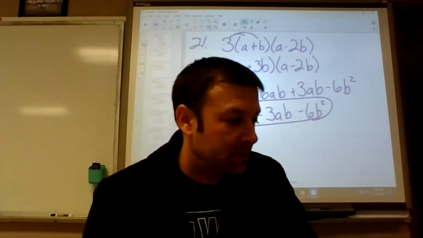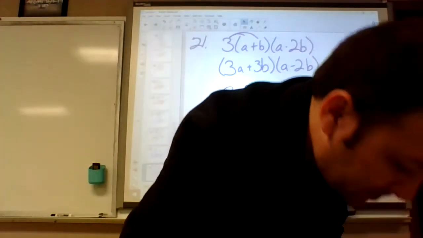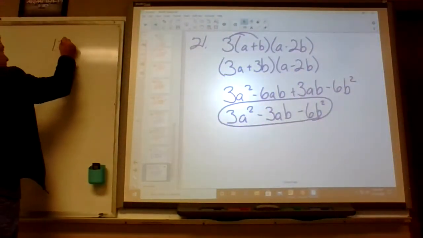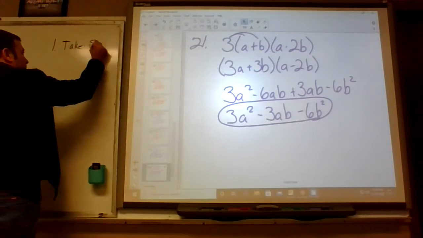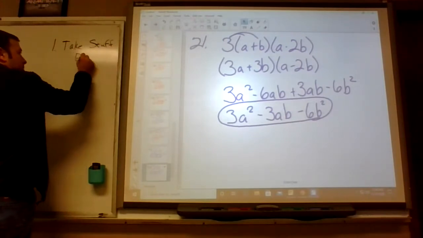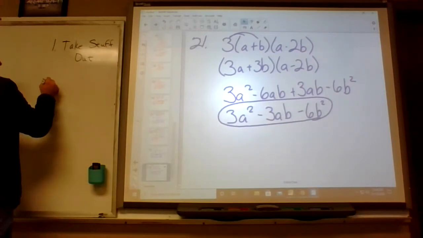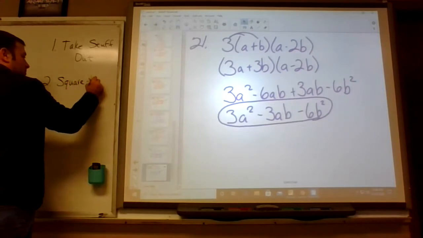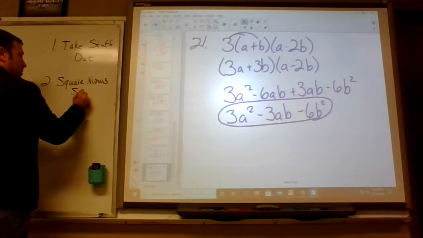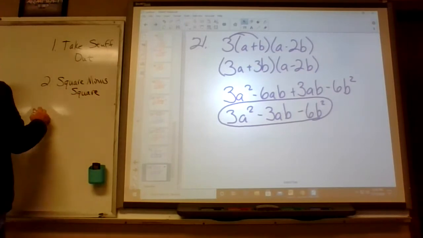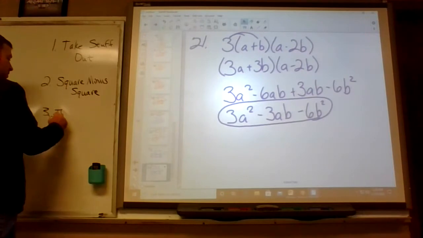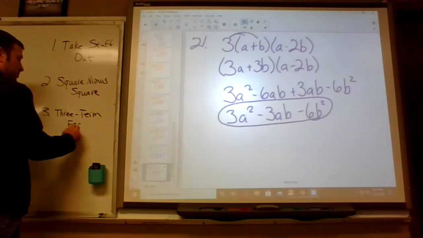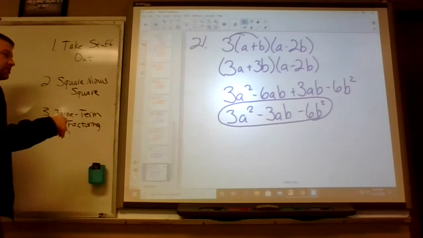So anyway, let's jump in here. There is take stuff out. It's going to be number one. Square minus a square. That's number 2. And 3 is three-term factoring, like number 10 or number 7.